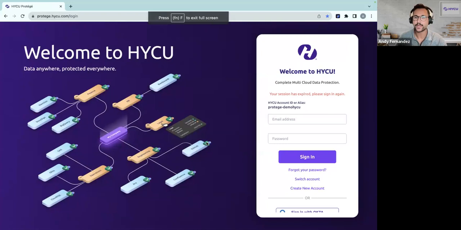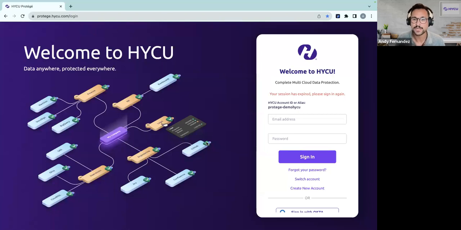Now I'm logging in here to HYCU. So a lot of you may have known HYCU from the Nutanix days or the VMware days and what we're able to do specifically to protect critical infrastructure on-prem. That's still a big focus of ours. It's still something that we do, but we've understood the value of being able to protect cloud and SaaS, and we built the R Cloud platform.